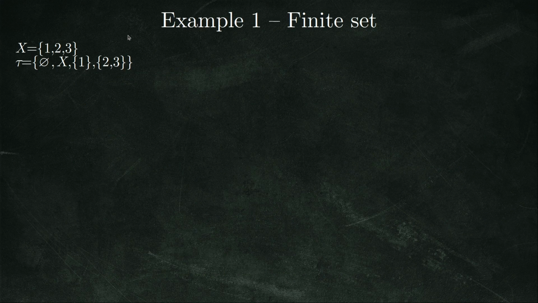Okay, let's look at some examples. Our first example is going to be for a finite set. In this case, we take X to be {1, 2, 3}, and tau to be the empty set, X as a whole, then the set {1} and the set {2, 3}. This is not the only topology, but we're just going to use it for this example. And then we're going to use this example again throughout the video and throughout the homework.